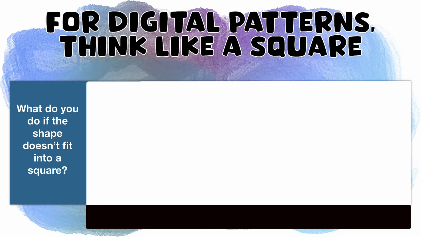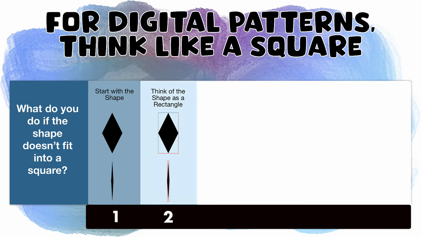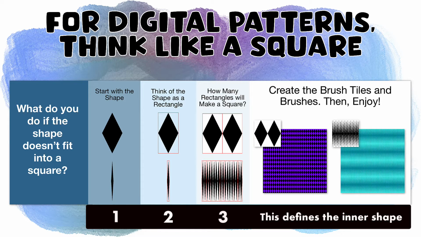So what if you have a diamond, a shape that doesn't fit into a square? Well, you start with the shape, and then you begin to think about what kind of rectangle might go around that shape. And then you think about how many rectangles will actually form a square. And that's really how you go about your design when it comes to designing for a square.